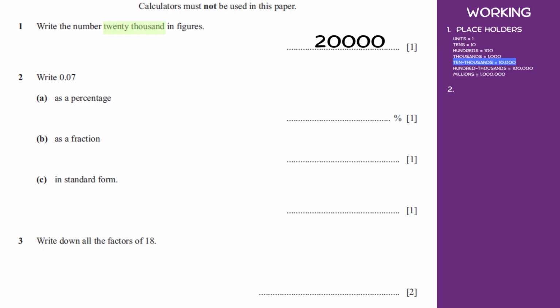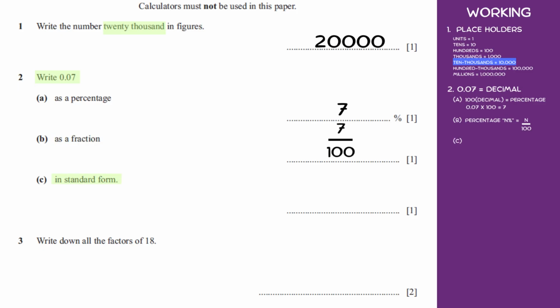Question 2 is asking us to write this number in a variety of ways. As we can tell, this number is a decimal, so to convert a decimal into a percentage, we must just multiply it by 100, giving an answer of 7%. To convert it into a fraction, we simply have to know that any percentage is just that number over 100, so its fraction would be 7 over 100.